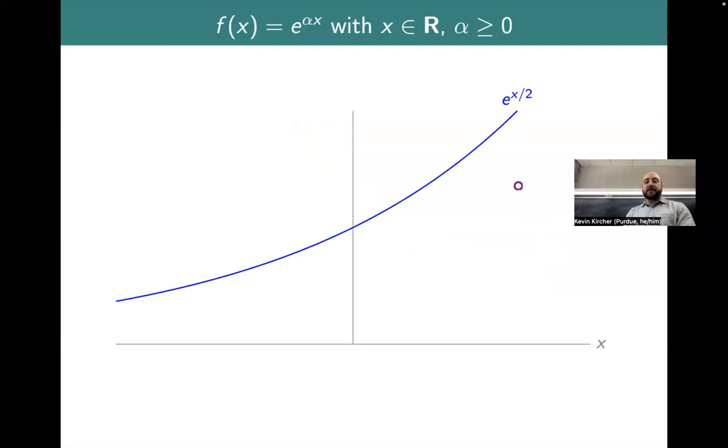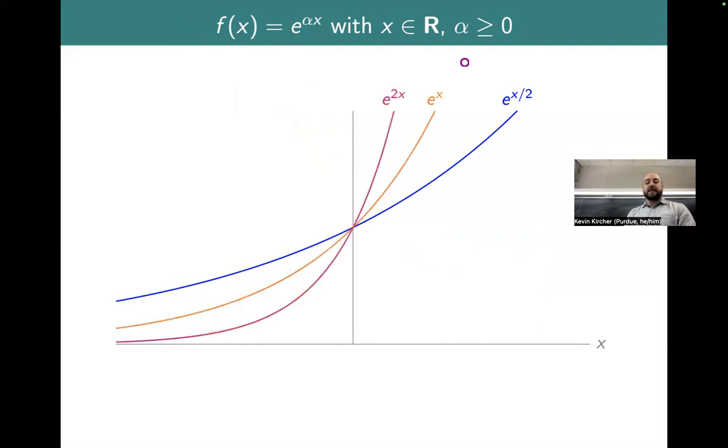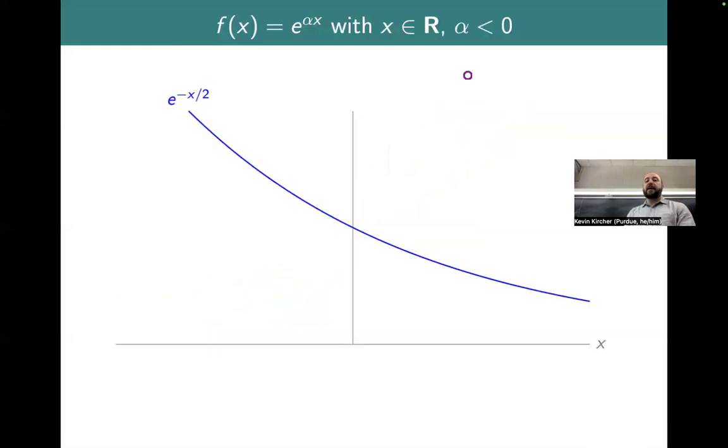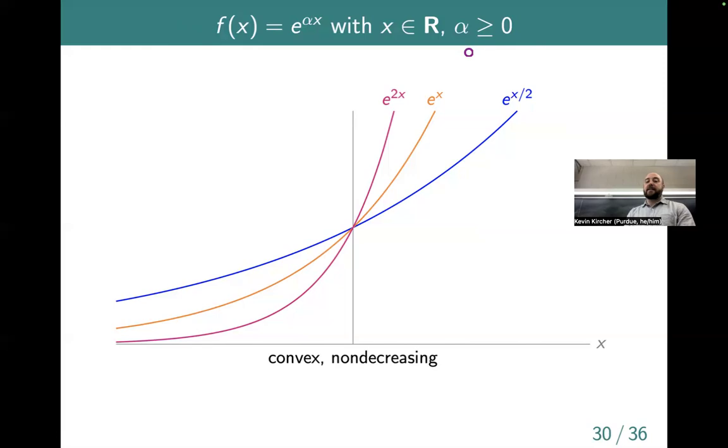Okay, exponentials. So e to the alpha x, x any real number, and alpha non-negative. A couple examples of that. Curvature, convex, monotonicity, non-decreasing. So again, if you take a convex function, any convex function, and plug it into an exponential, the result that you get is going to be convex again. Okay, exponential function with a scalar in the exponent that is not negative.